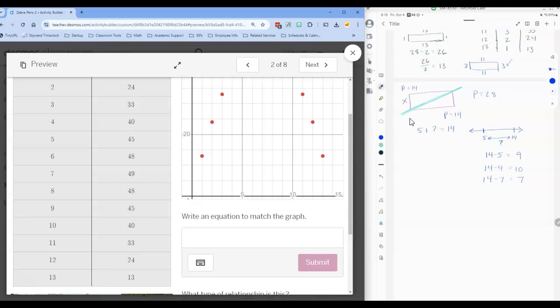So this dimension of the rectangle can change. And we want to know how this side responds to changes in this side. Well, when this side was 5, this side was 14 minus 5. When this side was 4, this side was 14 minus 4. When this side was 7, this side was 14 minus 7. So we're going to follow the same pattern and say if this side is x, then this side will be 14 minus x. Same pattern.